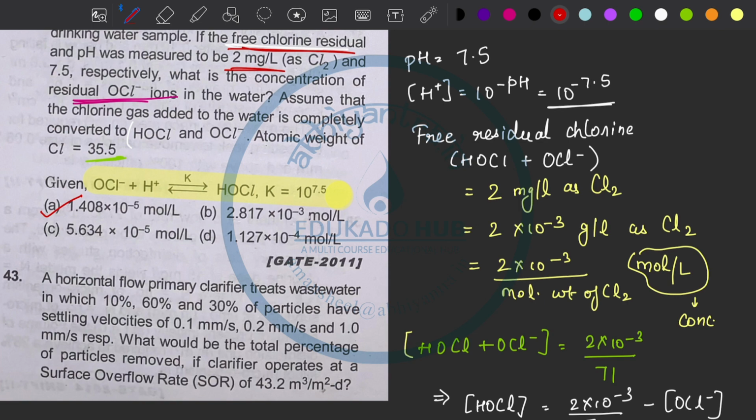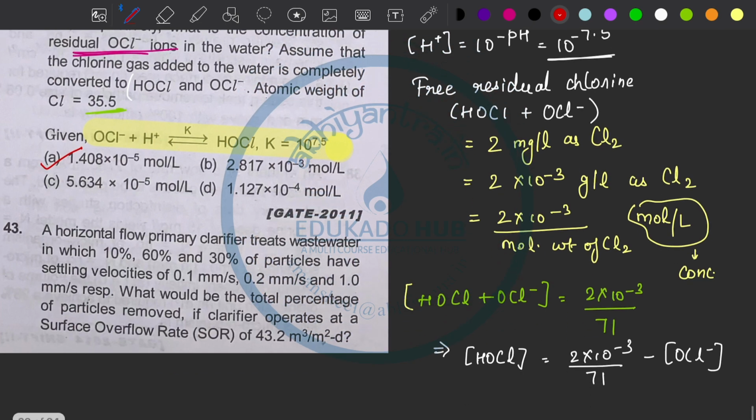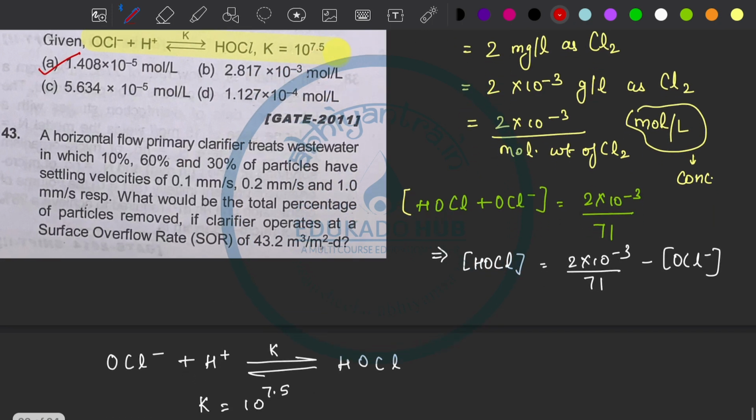Next question is 43. A horizontal flow primary clarifier treats wastewater in which 10%, 60% and 30% of particles have settling velocity of 0.1, 0.2 and 1 mm per second respectively. What will be the total percentage of particles removed if clarifier operates at surface overflow rate of this much? Alright, let's move on to this question.